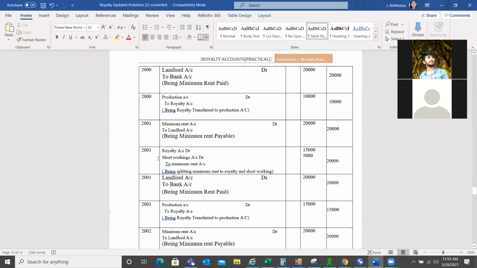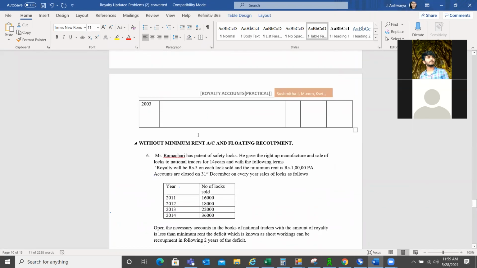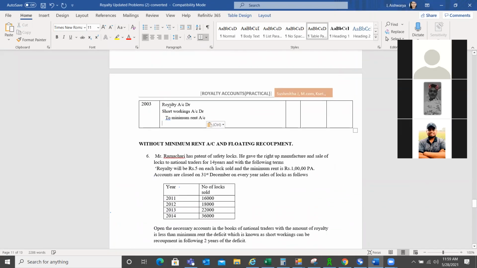Then what is the thing that we have to take? So here, sorry for the disturbance, royalty account debit, short workings account debit to minimum account. Sorry, here it's different, right? That is landlord account, yes.